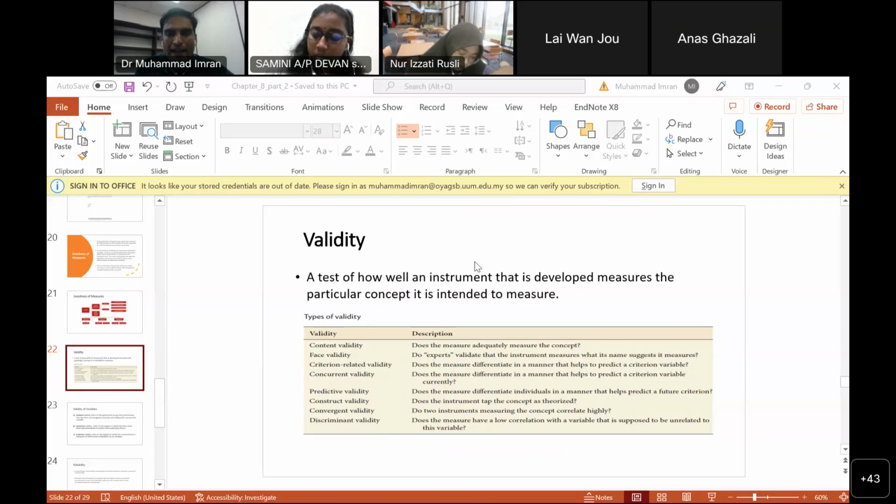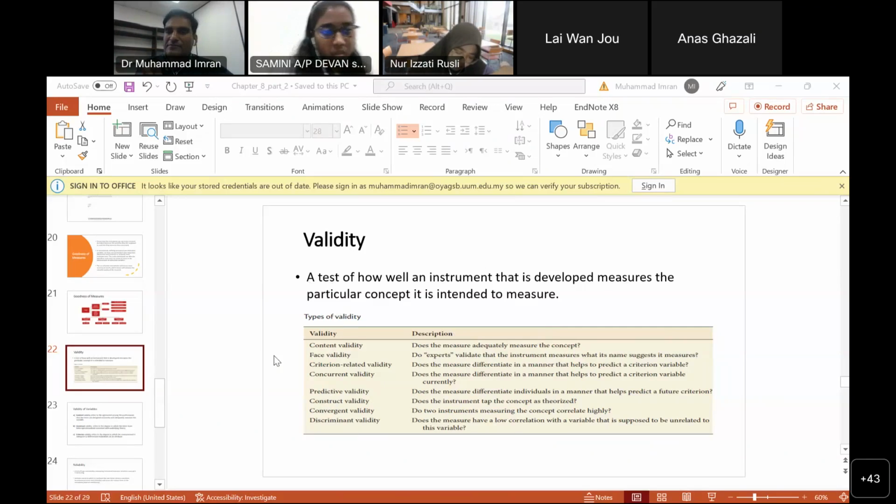A test of how well an instrument that is developed measures the particular concept it is intended to measure. Okay, let's see the types of validity. I already discussed validity. Now we are going to discuss the validity types.